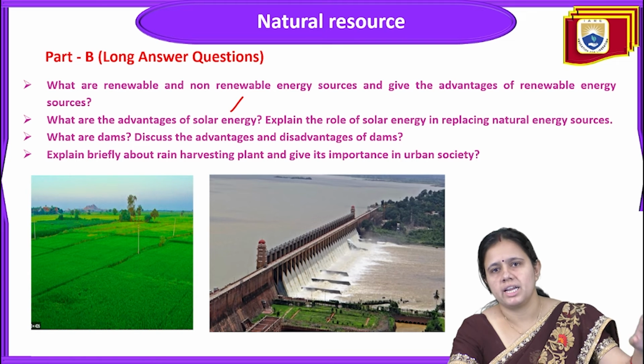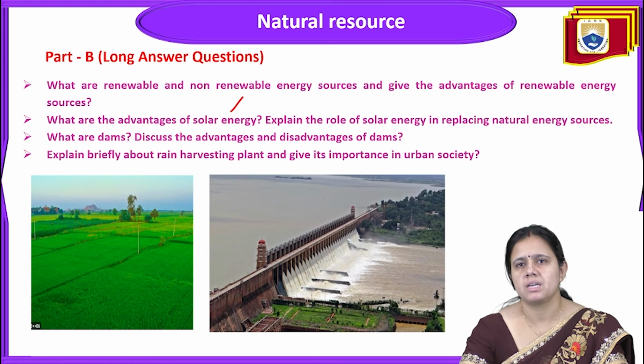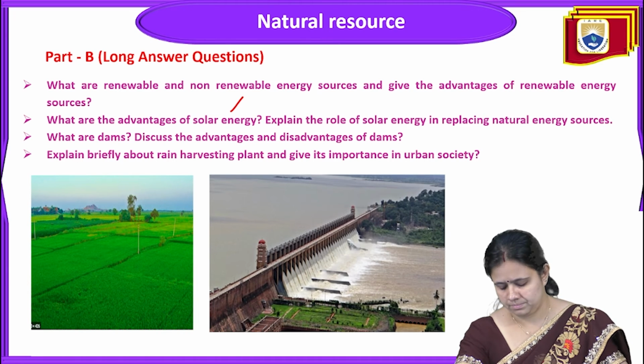Rainwater harvesting is the collection of water in a tank, where this tank is installed in every building. So they will collect the rainwater, and then at the time of water scarcity, they will use this rainwater either for irrigation purposes or for washing, cleaning, and every purpose that you can use in urban society.